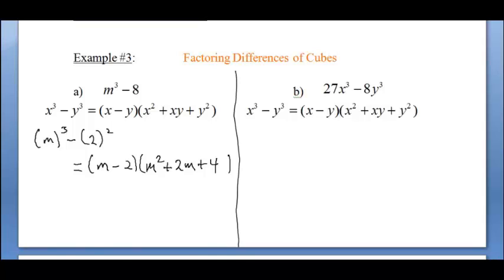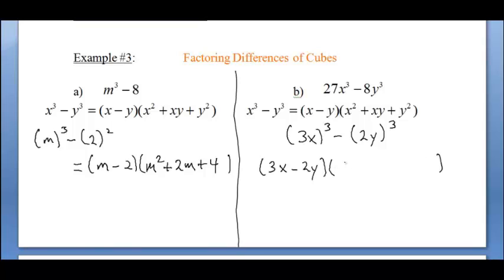Our next example, we have 27x cubed minus 8y cubed. So again, our first step is to determine what cubed gives us 27x cubed, and that would be 3x, minus what cubed gives us 8y cubed, and that would be 2y. Now this would be our x and y, so we have 3x minus 2y, and now we follow the pattern.